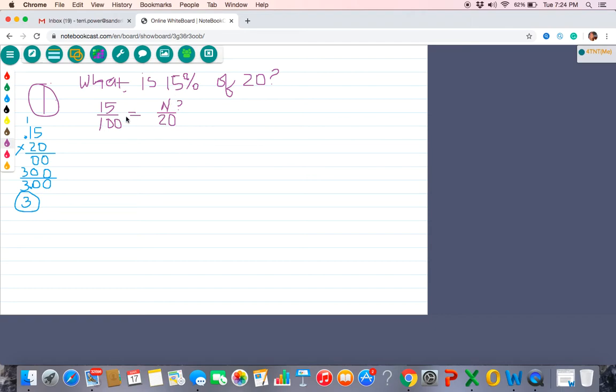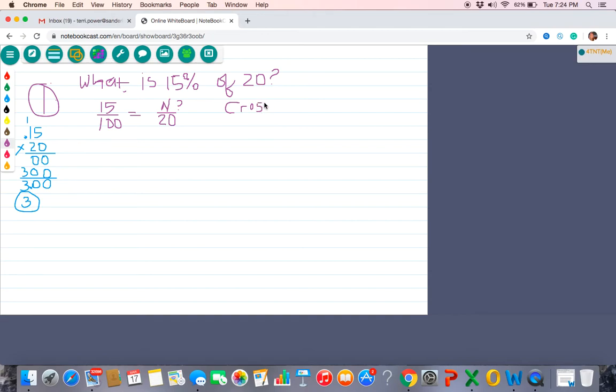But what if we didn't know? So let's pretend for a minute that we don't know, that we can't do that very easily. And sometimes we are given numbers that we can't easily reduce and solve and see the connections. So what I'm going to do is use this thing called cross multiplication as a step.